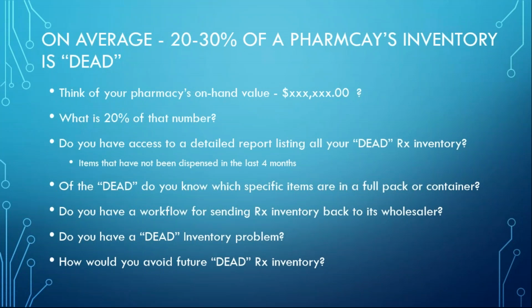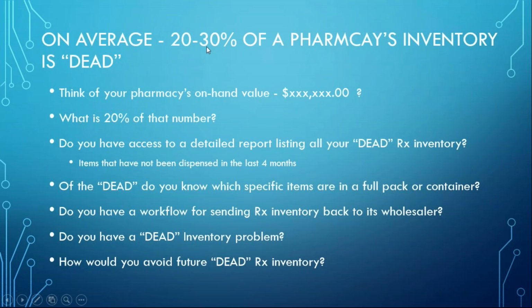So on average, 20 to 30% of a pharmacy's inventory is, quote, dead, hasn't been dispensed in the last 4 months. This slide here is kind of an interactive slide to get you thinking about your specific inventory, your specific pharmacy, or in some cases, if you own more than one, the entire group. So if you could, take out a pen and paper, or at least in your mind, think about what is the on-hand value of your inventory. If you have more than one store, go ahead and combine those locations together. So your total on-hand value, an estimate of that, in your mind. And then find about 20% of that number.